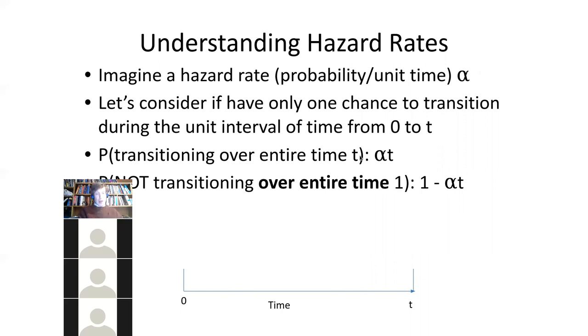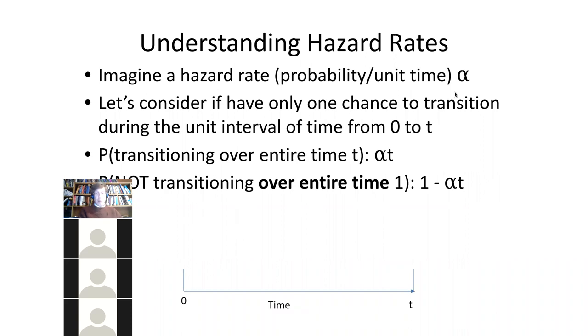In the simplest case, if we only had one kick at the can, if we only flip the coin one time, we have a probability per unit time of alpha. So it's probably 0.01 per unit time. We have 20 units of time, t.